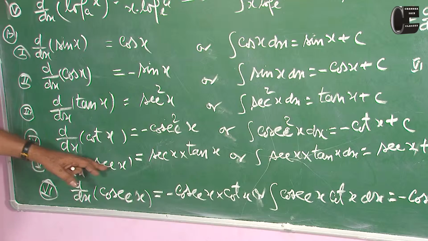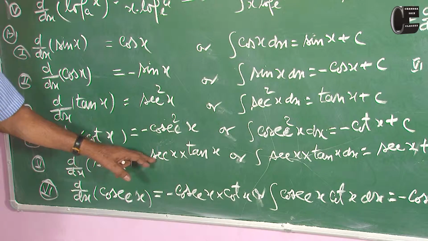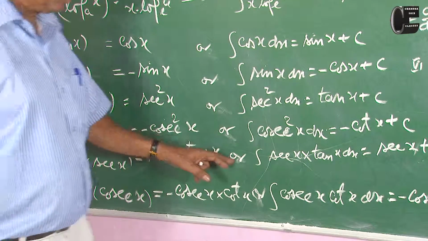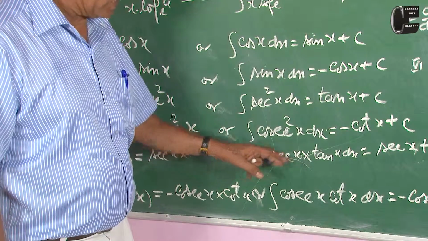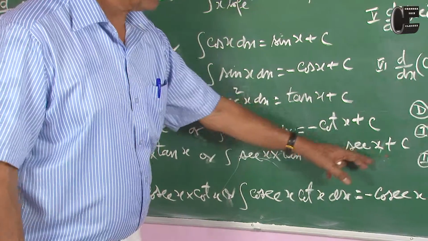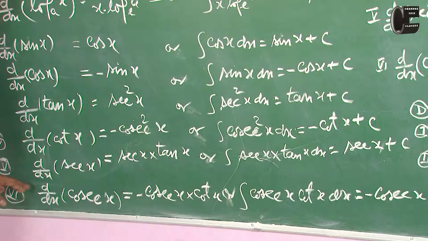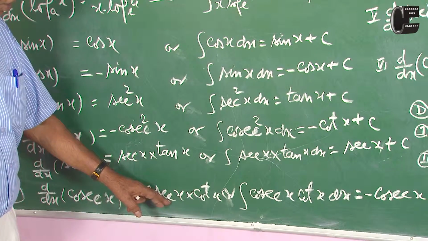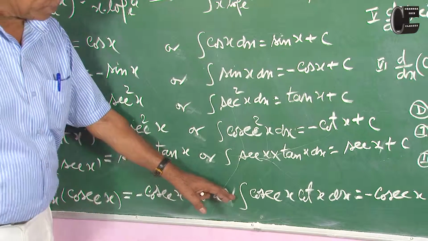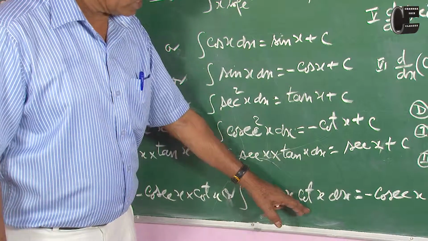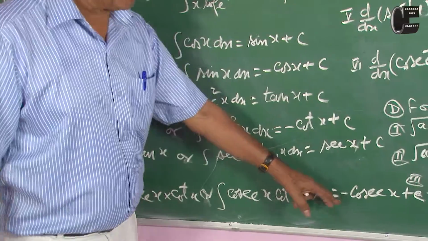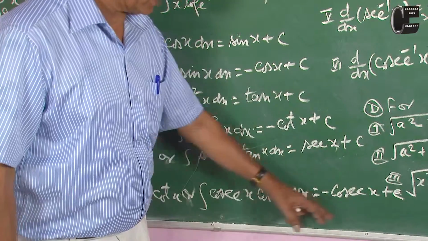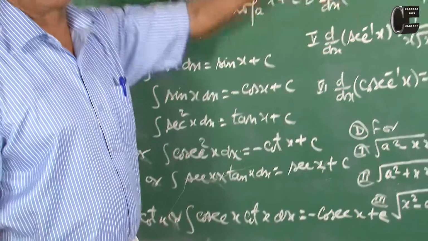D by dx of sec x is sec x into tan x. Therefore, integration of sec x tan x can be written as sec x plus c. D by dx of cosec x equals minus cosec x into cot x, or integration of cosec x into cot x can be written as minus cosec x plus c. Now we come to inverse functions.